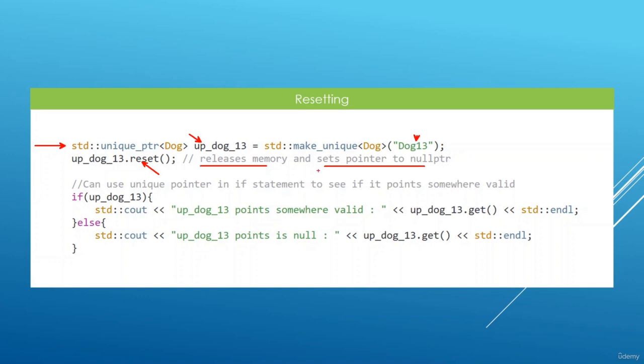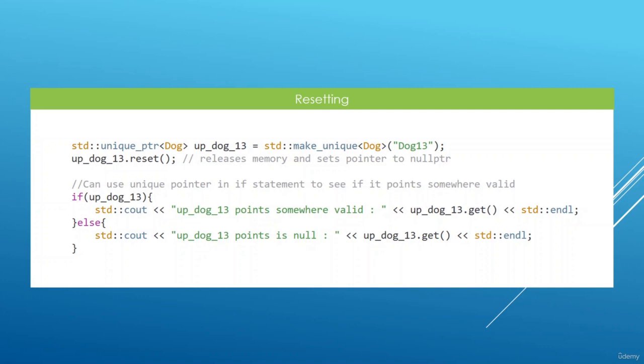And we can use this to our advantage. We can check if this pointer is pointing to something. If it is pointing to something, we can try and do something with that pointer. If it's no longer pointing to something, we say this pointer is not pointing to anything useful. And we're going to print the memory location to see that it is really not pointing anywhere. So this is all I think you need to know about unique pointers.